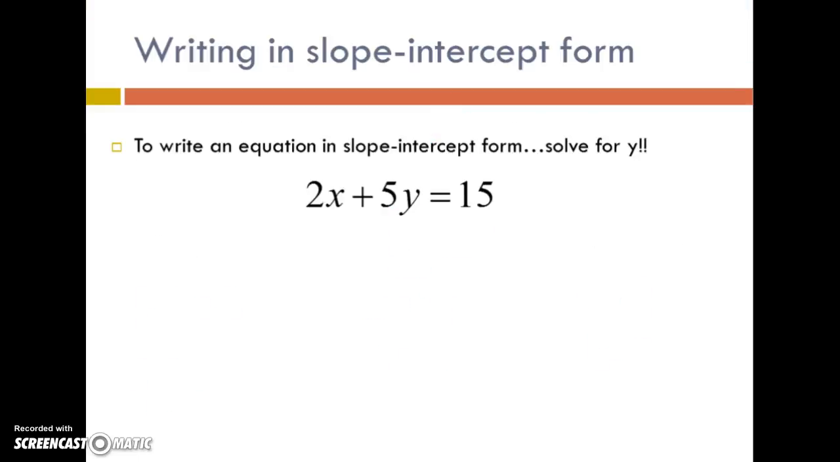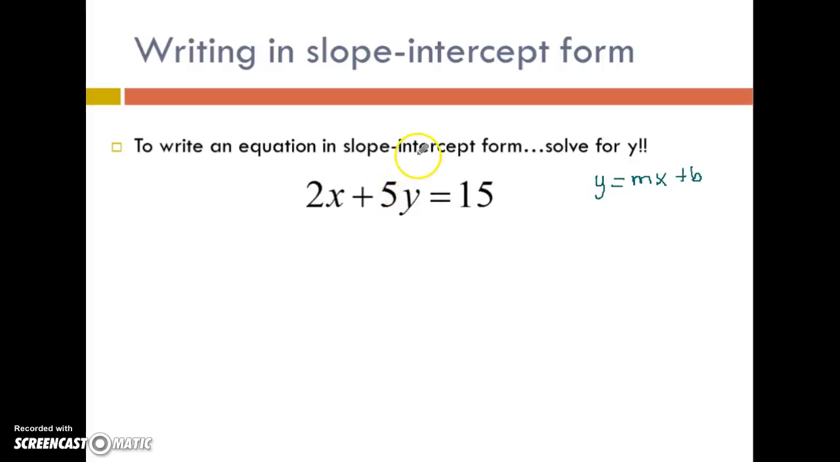If you're given an equation, so in this example, 2x plus 5y equals 15, if we want to rewrite this in slope-intercept form, that means we want our equation to look like y equals mx plus b, where m is a number representing the slope and b is a number representing the y-intercept, and our equation will still have y and x. You can see that in our equation we still have x and y here, but we want to solve this so that y is by itself.